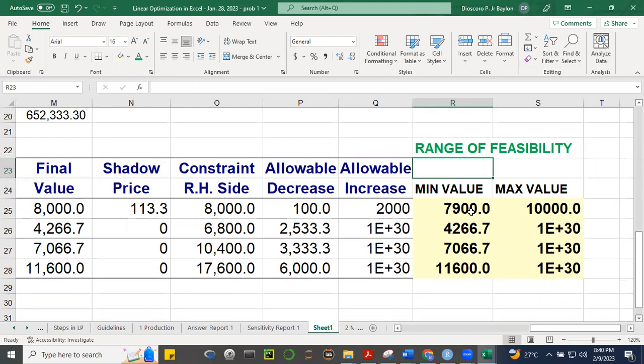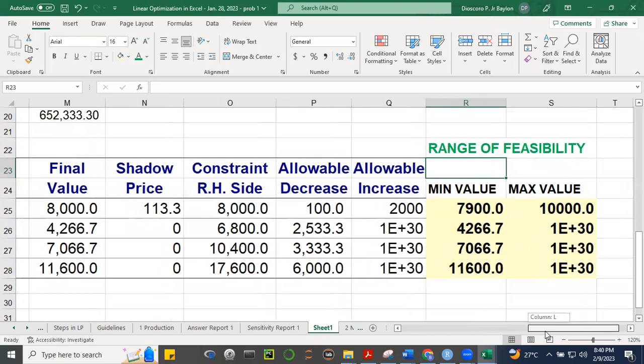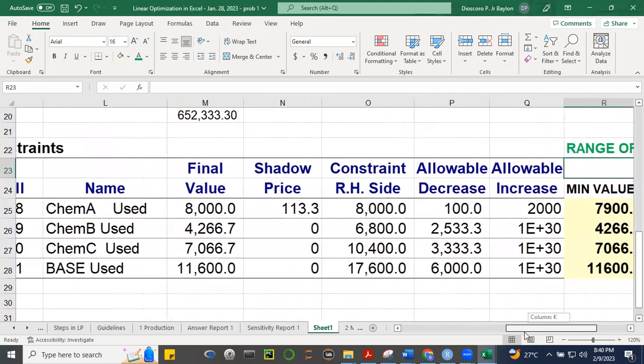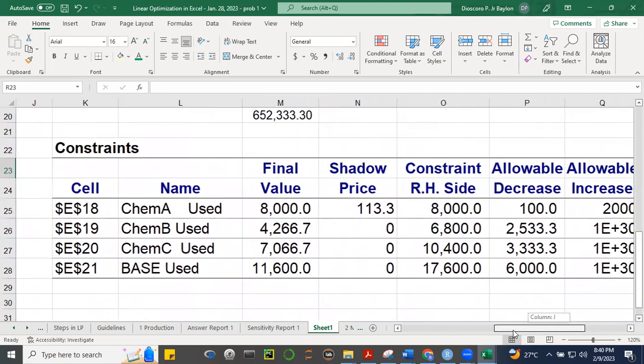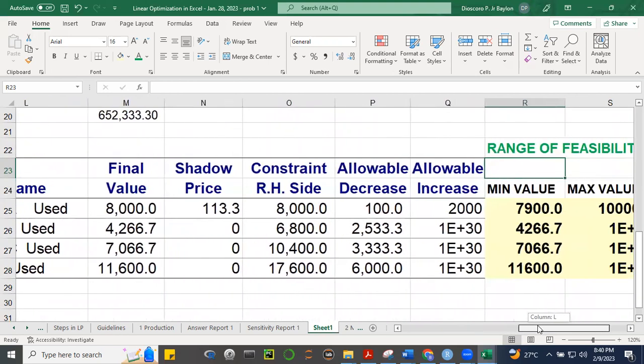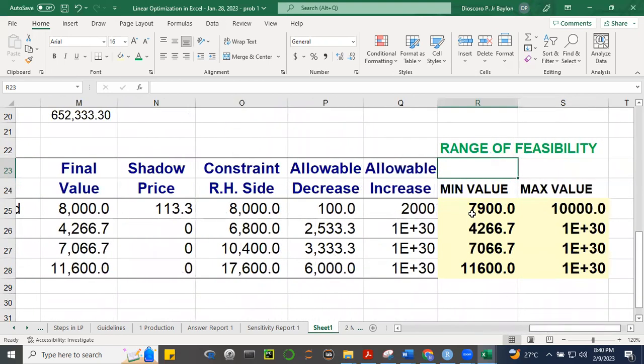What do you think this tells us? Kunyari, si chemical A. Pwede ang minimum value niya, pwede siyang bumaba, 8,000 siya, no? Pwede siyang maging 7,900 or pwede siyang maging available 10,000. And what will not change? So let's do this. Let's try to figure out.